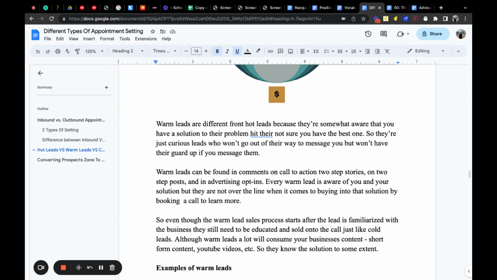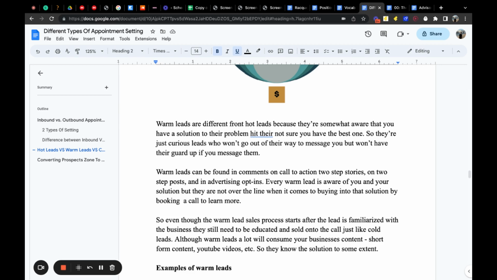These are basically leads that are just curious, and a lot of them won't go out of their way to actually send you a DM. Some of them will. There are warm leads that will just send you a DM, interested in whether this is even worth it for them, and whether they should even be talking to you. They're not trying to actively work with you, as I said. But most warm leads will be found in comments.